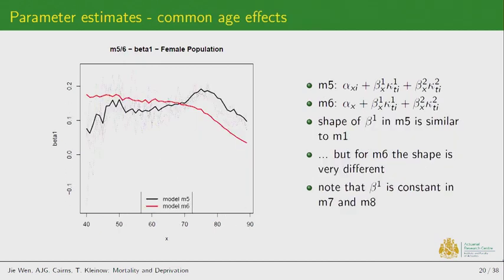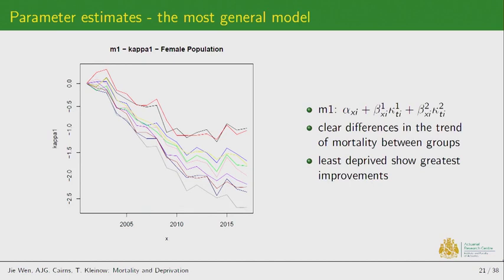We have, of course, no betas for M7 and M8, because the beta 1 is just a constant, is 1 in those models. What happens over time? Now, in M1, as I said earlier, we have a number of constraints that we can play with without changing the fit of the model. And here we have chosen our constraints such that all the period effects, the temporal factors, they all start at zero. They all start in the same point.